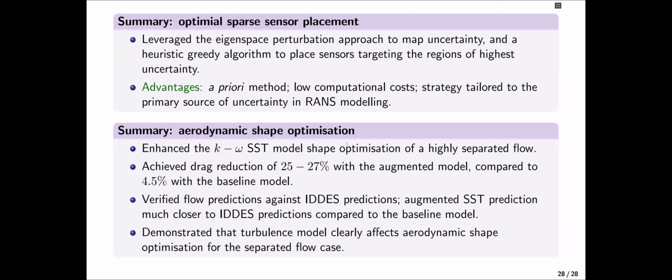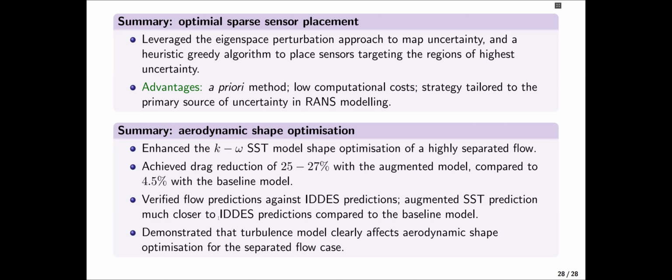In terms of the shape optimization, we've enhanced the SST model using field inversion machine learning. Performing shape optimization, we saw that we can get an error reduction of about 25 to 27% using the augmented model compared to the 4.5% with the baseline. And even in the 2 cases, when we compare the RANS and DNS predictions, we can see that the baseline SST is very inaccurate. So we can't really trust even this 4.5% reduction.